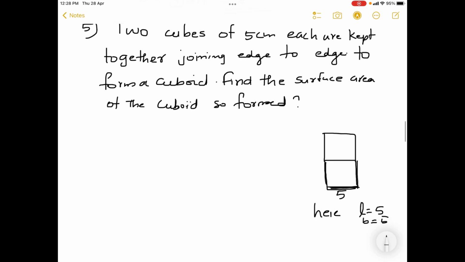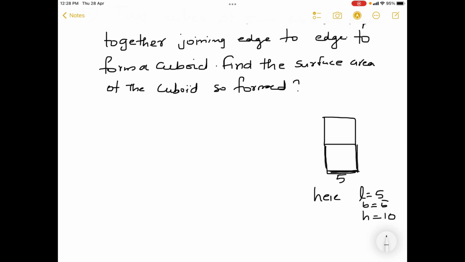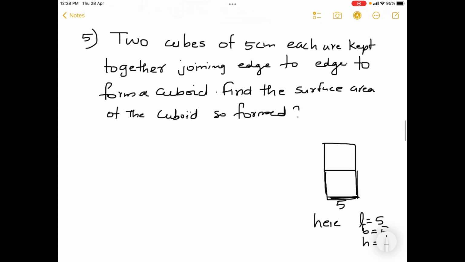Here, L is equal to 5, B is equal to 5, H is equal to 10. L and B is equal to 5, H is equal to 10. This is H is equal to 10. B is equal to 5. Okay.